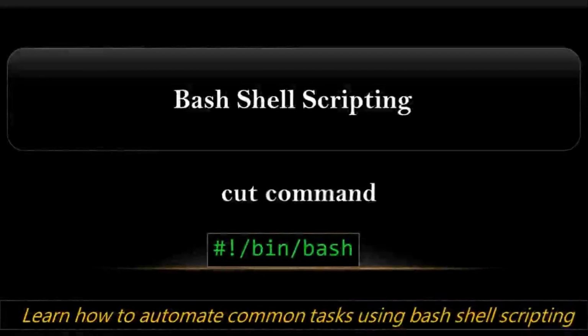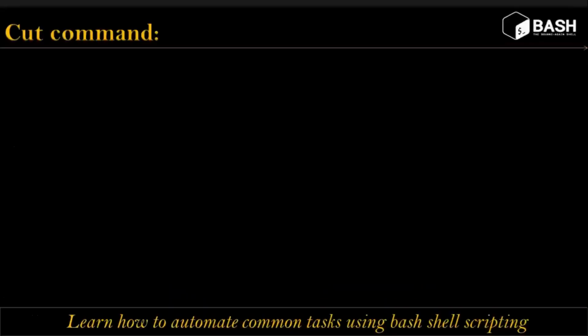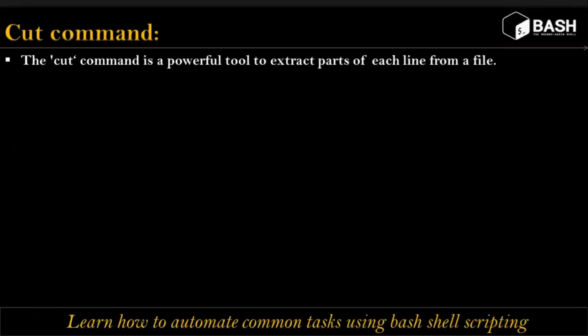Friends, here our concept is the cut command. The cut command is a powerful tool to extract parts of each line from a file. Each line, or each row; you can call a line a row in a file. Whenever you apply the cut command on your file, it will extract some parts from each and every line of the given file.